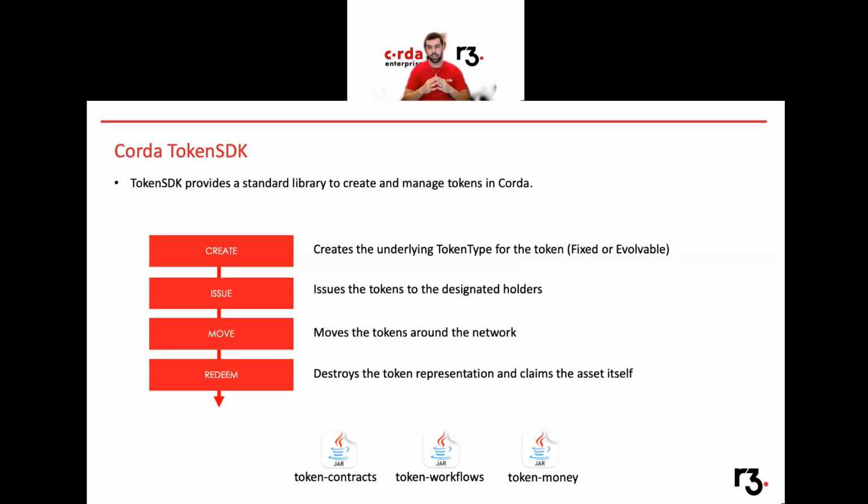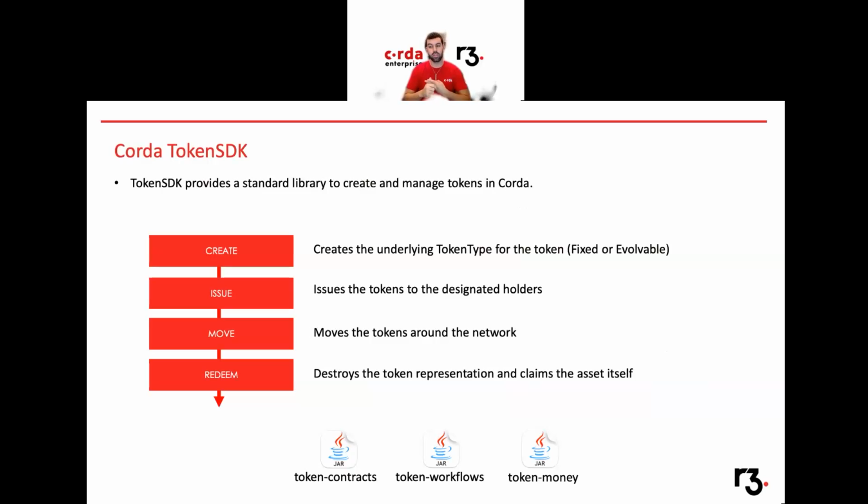So the Corda Token SDK provides a standard library to you to create and manage your tokens in Corda. So unsurprisingly, there are a series of commands that you get access to: the ability to create, the ability to issue, move, and redeem. And these mean pretty intuitive things, but there are some subtle differences, so just bear with me here. The create command creates an underlying token type for the token. This can be fixed or evolvable.